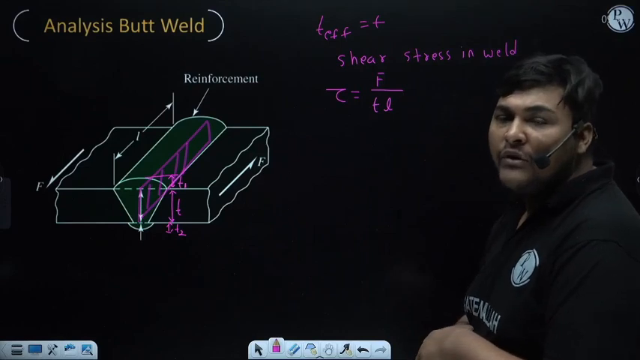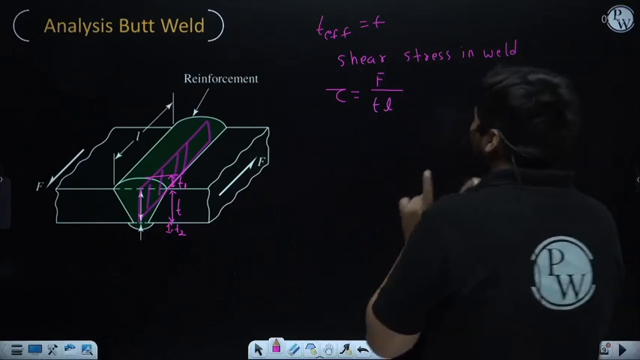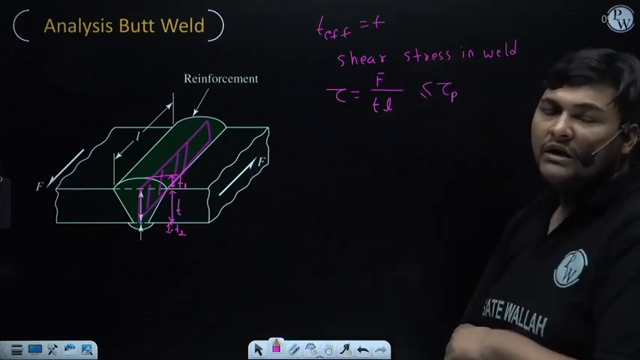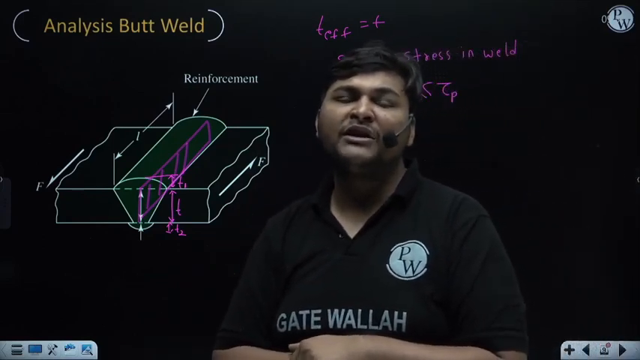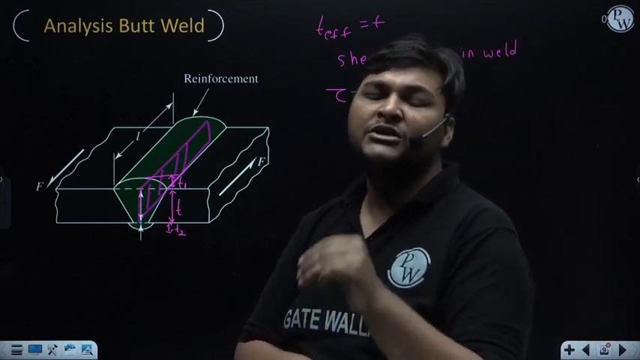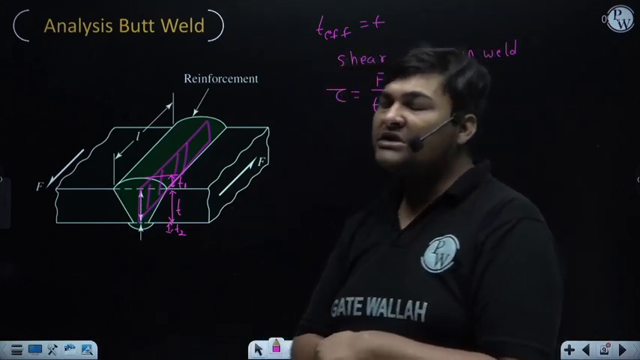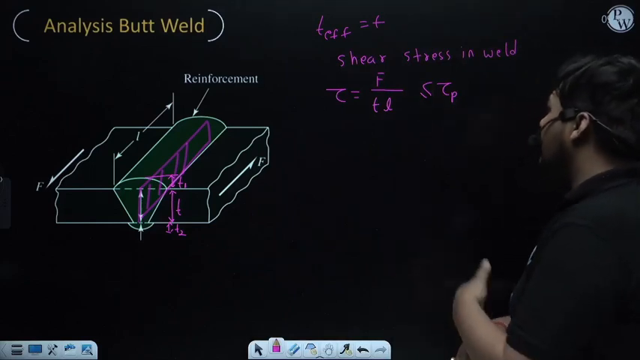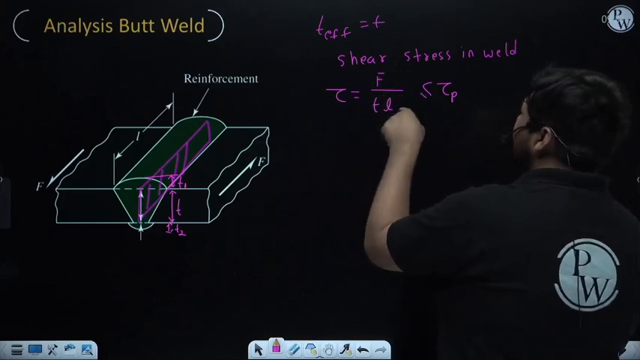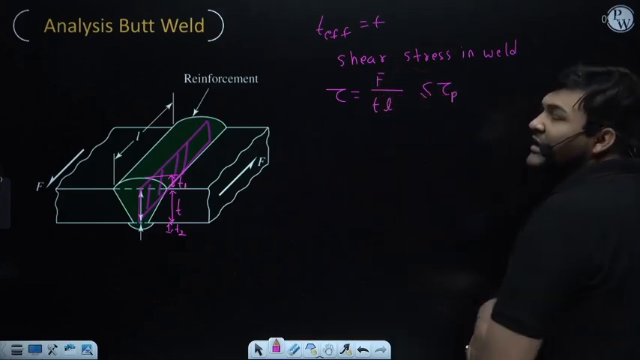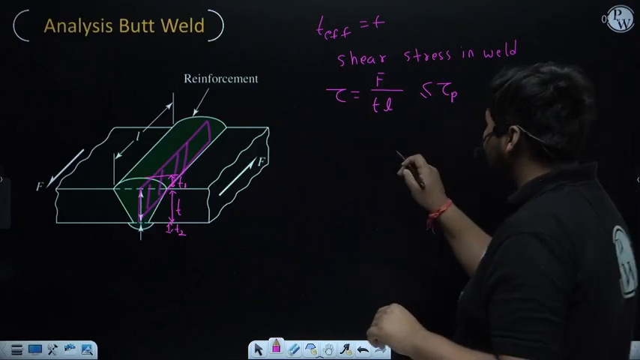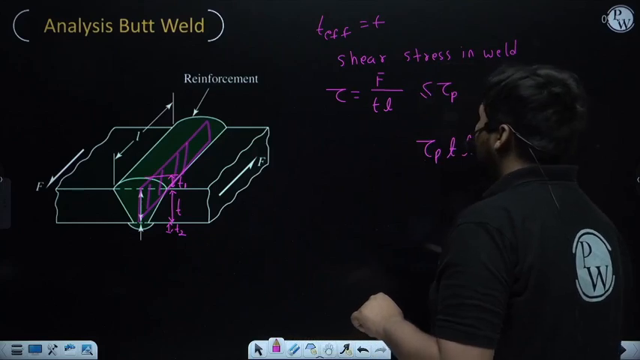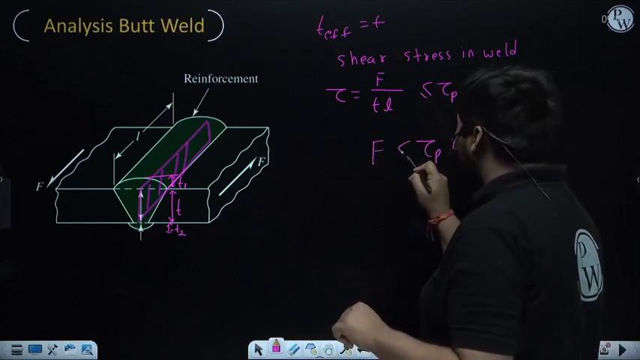Now when we are doing design, this actual shear stress must be less than or equal to the permissible shear stress of the weld material. Yes sir, it will be given in the question. Otherwise the examiner will give shear strength, then permissible shear stress will be shear strength upon FOS. So whatever unknown the examiner is asking, you can calculate. Suppose the examiner is asking what is the limiting value of F, you can calculate the limiting value of F by taking the equal sign, which will come tau P into T into L. Now actual F should be equal to this or less than this.